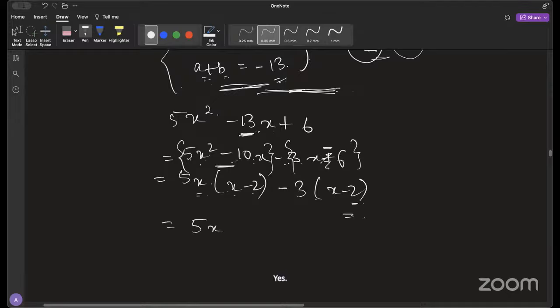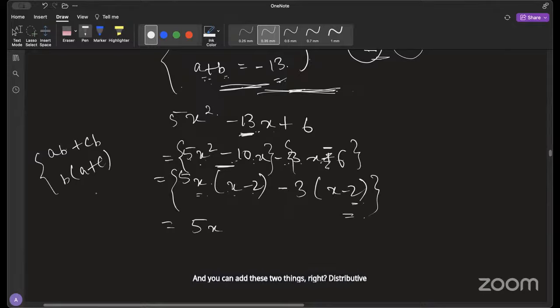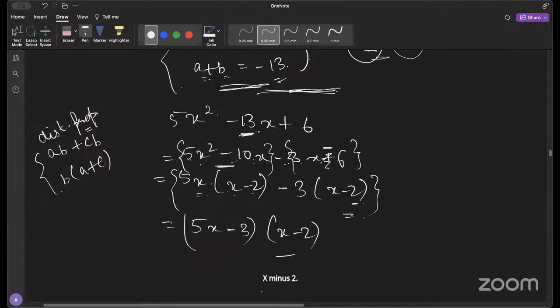Yes, ma'am. And then, because this is like AB plus CB, where you can take B common and add these two things, right? Distributive property. Yes, we got it. That's what you do here. You will get 5x minus 3 and x minus 2. So these are the two things you get from here.